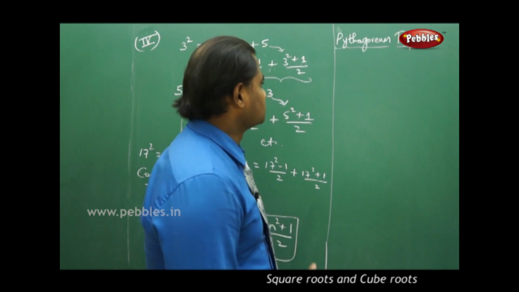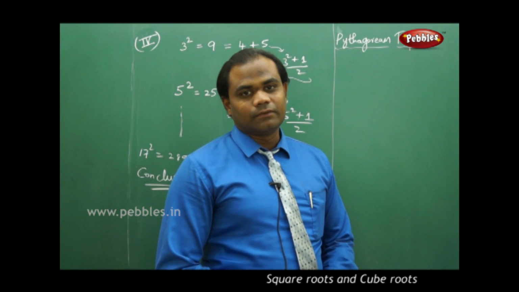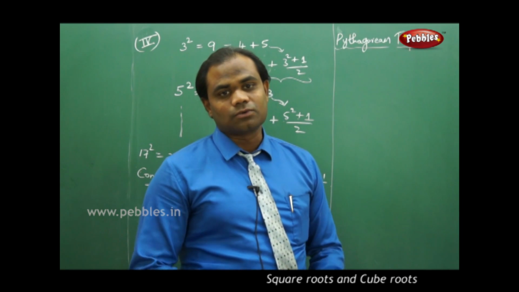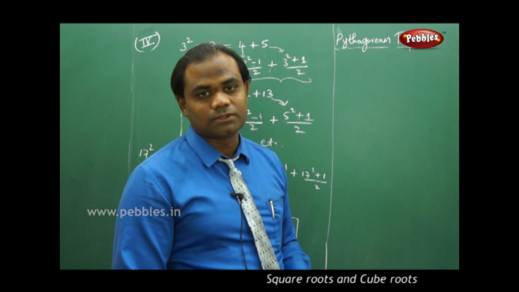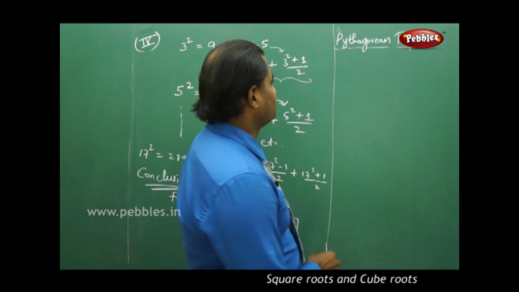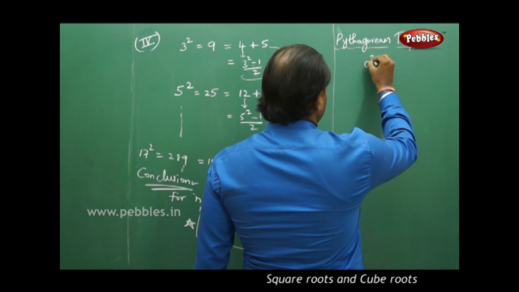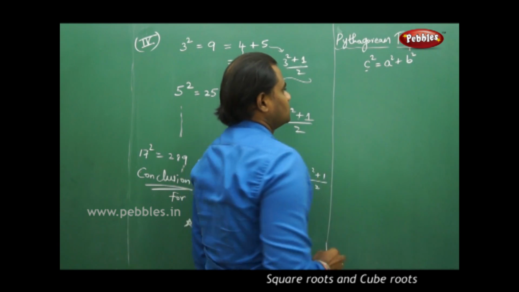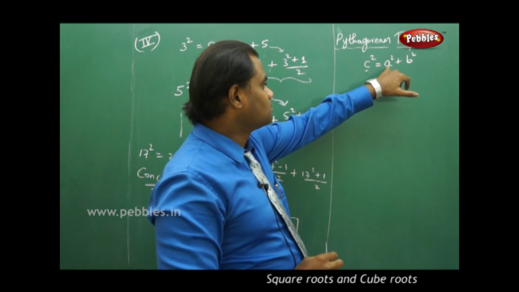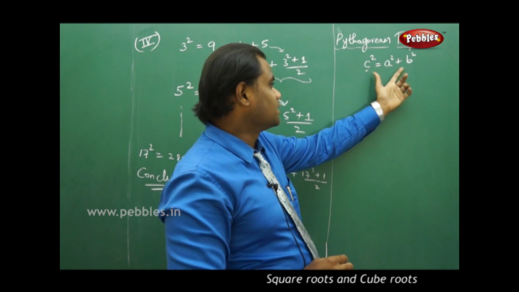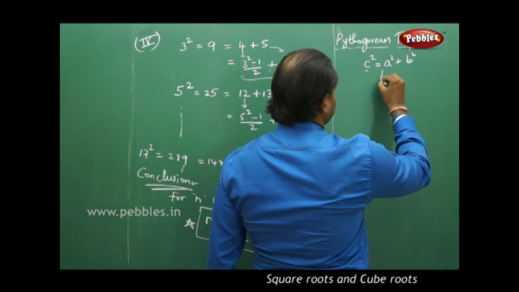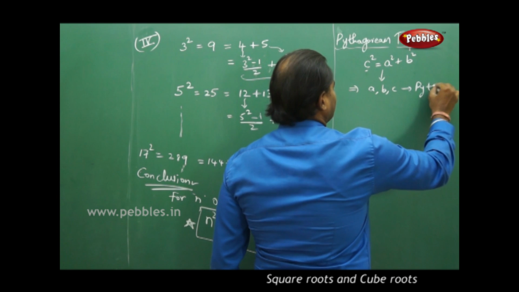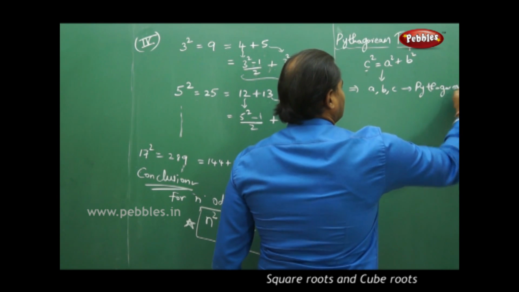Now let's see the Pythagorean triplets, which are part of the square numbers. Pythagorean triplets are identified using the square numbers. They are very much connected to the square numbers, which we already discussed in the previous session. Now Pythagorean triplets satisfy the condition that if I have c square equal to a square plus b square, the square of c equal to the sum of the squares of a and b, then in this case a, b, c are called Pythagorean triplets.